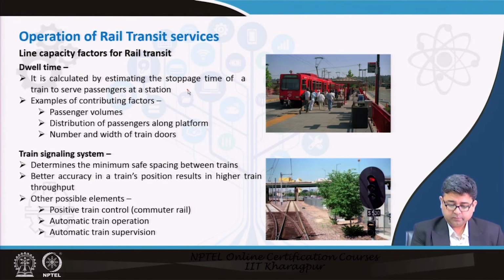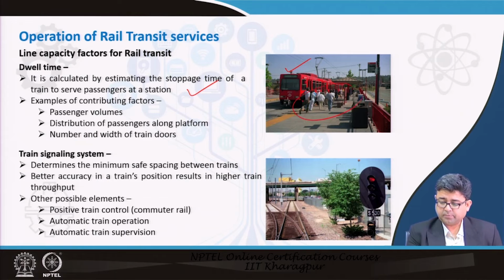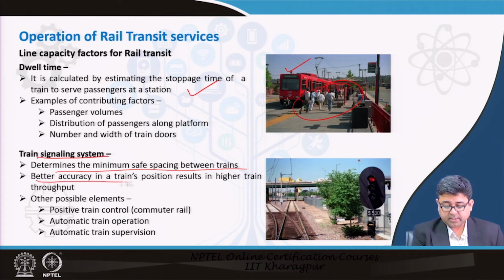So, dwell time, we already know, is the amount of time that a transit vehicle waits at a stop to allow the passengers to board or disembark. The train signaling system determines the minimum safe spacing between trains. Better accuracy in a train's position results in a higher train throughput, right.